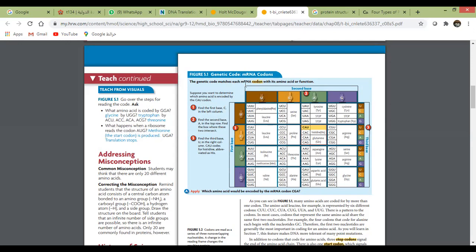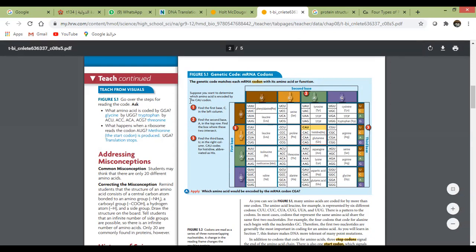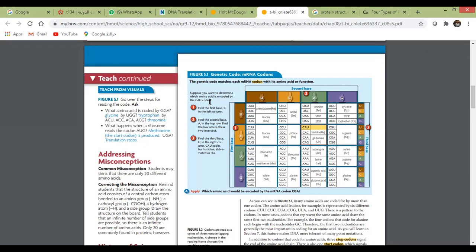Now, the genetic code matches an mRNA codon with an amino acid, and each codon on mRNA will match an amino acid. Now, suppose you want to determine which amino acid is encoded by the CAU codon. On mRNA, we have codon CAU. Which amino acid is encoded to be bound to the chain? Let's see here, CAU. Where is the CAU? This is CAU. Can you see it? And this one is histidine amino acid.